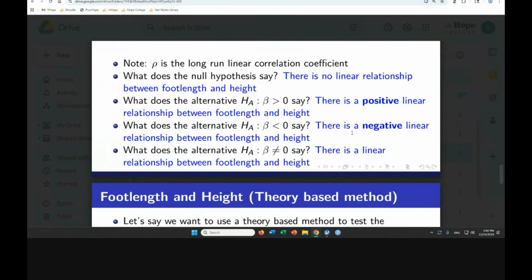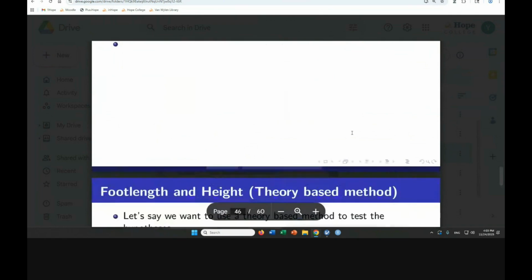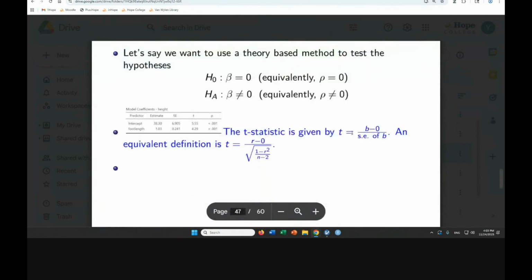Same story again. If you want to use a theory-based method to test these hypotheses, you need a statistic, right? Anyone care to guess? Do you think it's going to be Z or T? It is T. Why? Can you tell me why you chose T? Because the data is quantitative. So you use this T statistic.